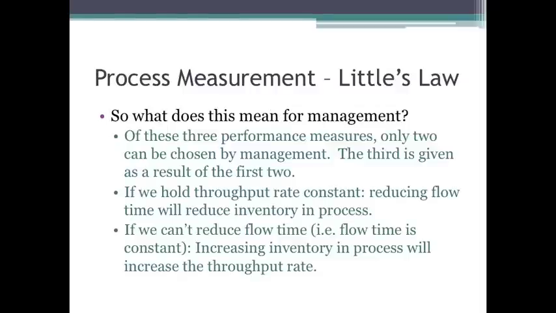Now, the beauty of Little's law always holding is that it gives us a tool by which we can manipulate the process. Because of these 3 performance measurements, only 2 can be chosen by management. The third will be given as a result of the first 2. So if we choose what our inventory is, the number of items we can work on at one time, and we choose the flow time, so flow time is 8 minutes, well, this gives us the throughput rate. The throughput rate is mathematically calculated by choosing the first two.